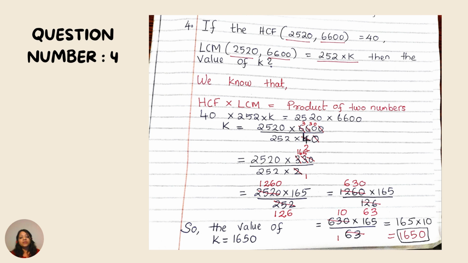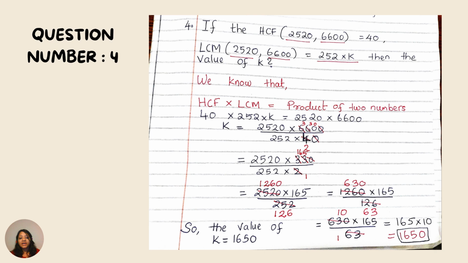Next question, question number 4. If the HCF of 2520 and 6600 equals 40, and the LCM of 2520 and 6600 equals 252 times K, then you have to find the value of K.